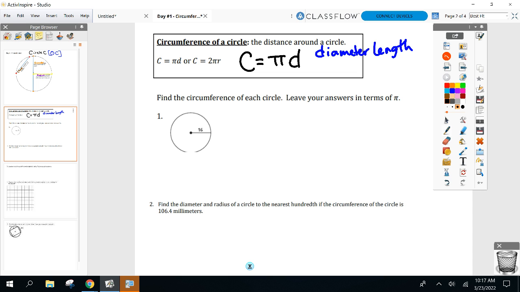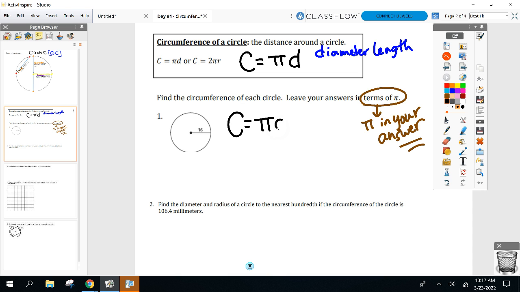All right, find the circumference. Directions, though. Leave your answer in terms of pi. You'll see that a lot on homework and in this class. What is it asking me to leave my answer in terms of pi? In your answer, you should have a pi. It should be like 20 pi, 16 pi, 18 pi, whatever. So in terms of pi means pi in your answer. All right, be on the lookout for that. Pi in your answer. So here we go. C equals pi times diameter.